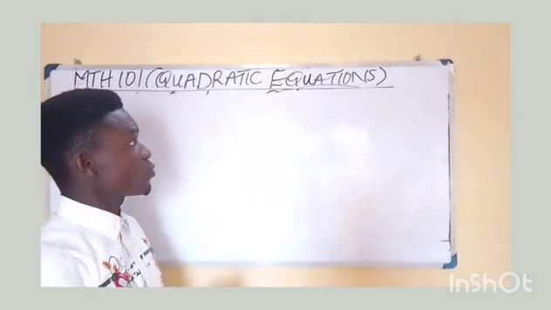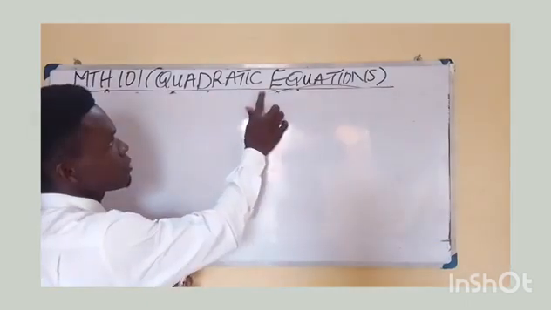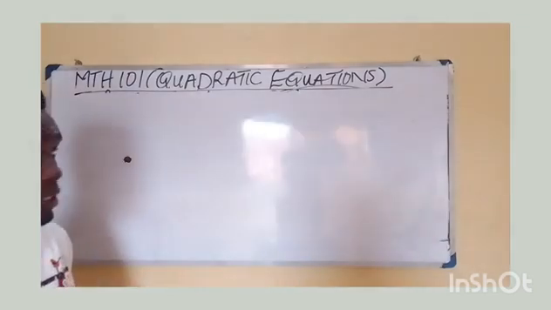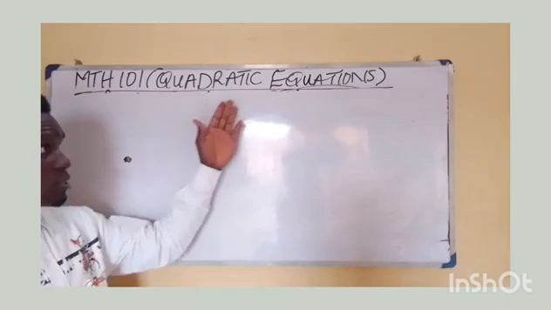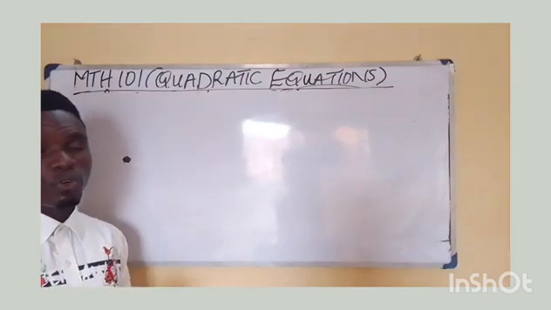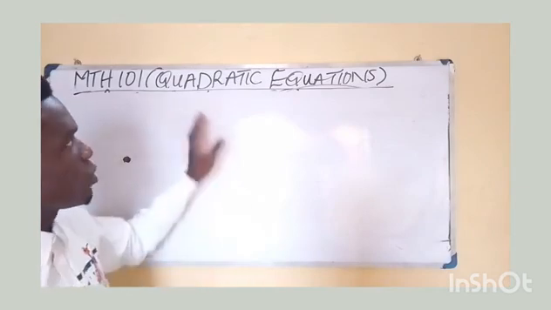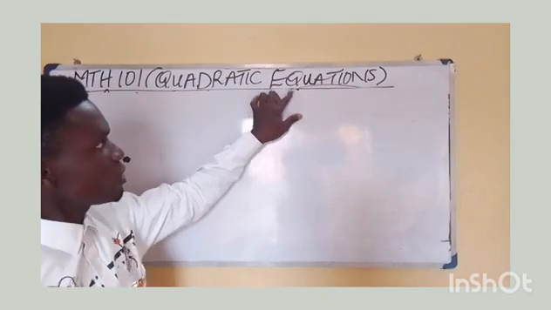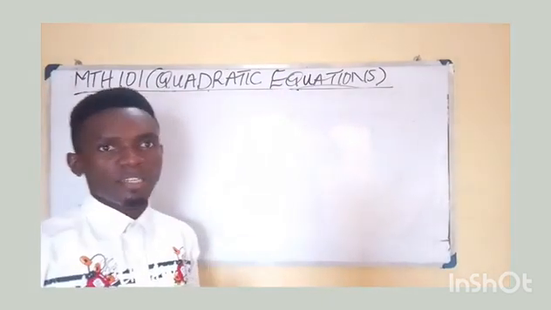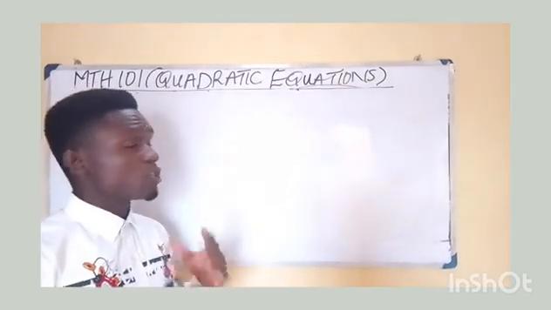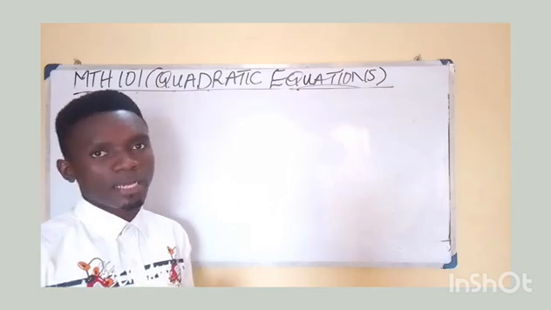So in today's class, we are going to be looking at a very important topic in the world of mathematics, that is MTH 101, a topic called quadratic equation. Most of us have been hearing "equation," but you cannot tell what an equation is. An equation is simply an expression that has an equality sign, that is, equal to.